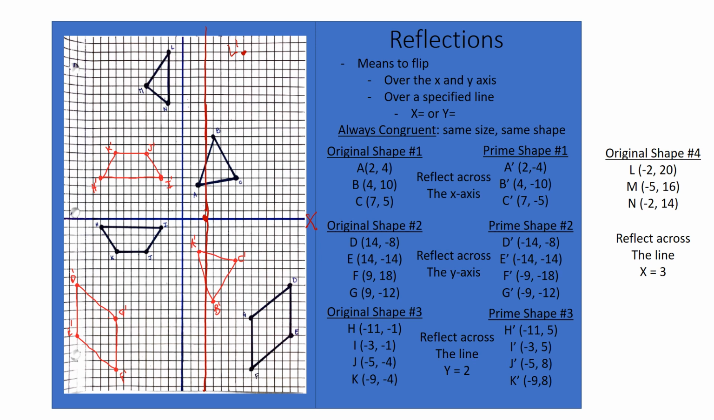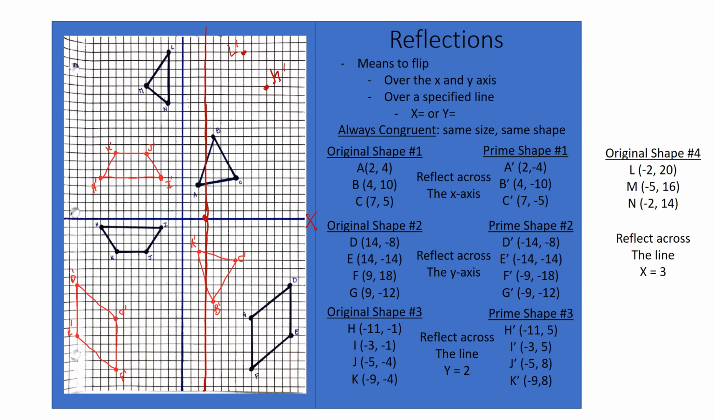For point M, put your pencil on M and count to the line that we drew x equals 3. 1, 2, 3, 4, 5, 6, 7, 8. And then I'm going to go 8 more. 1, 2, 3, 4, 5, 6, 7, 8. And I'm going to label that point M prime.